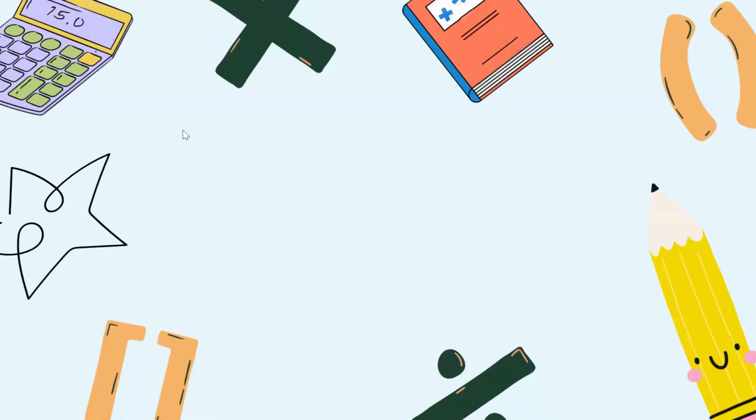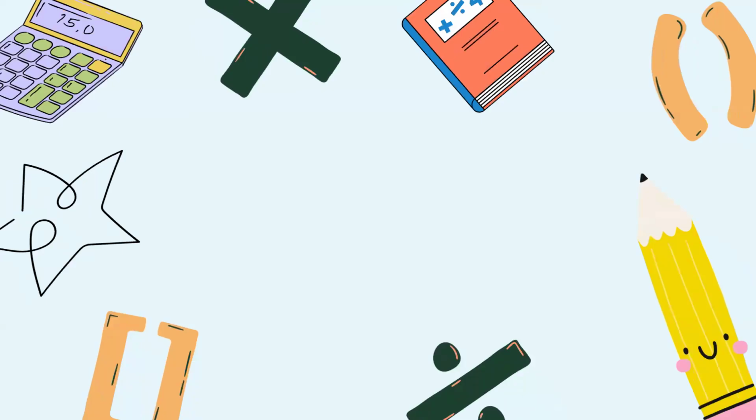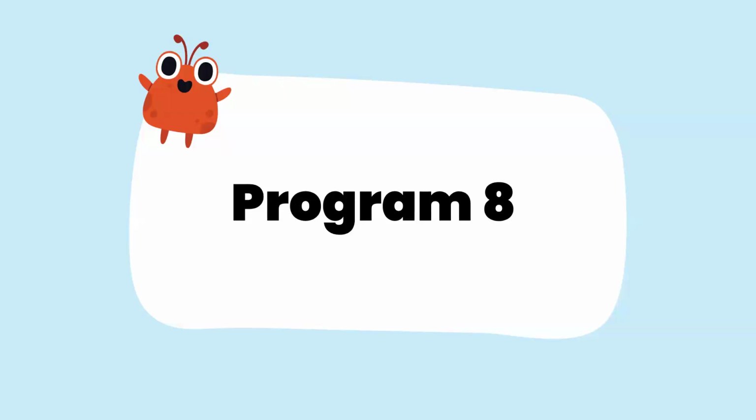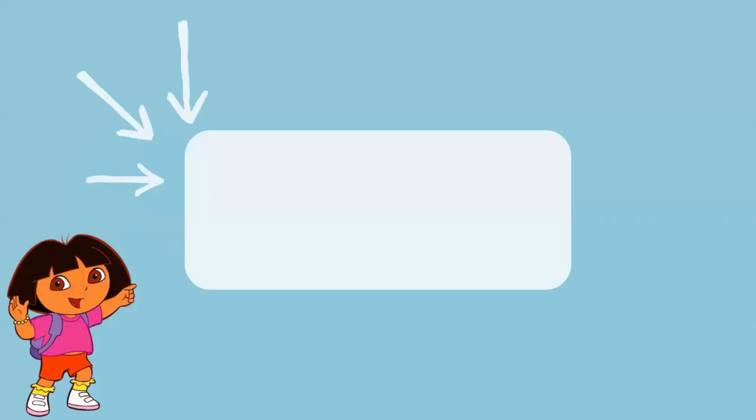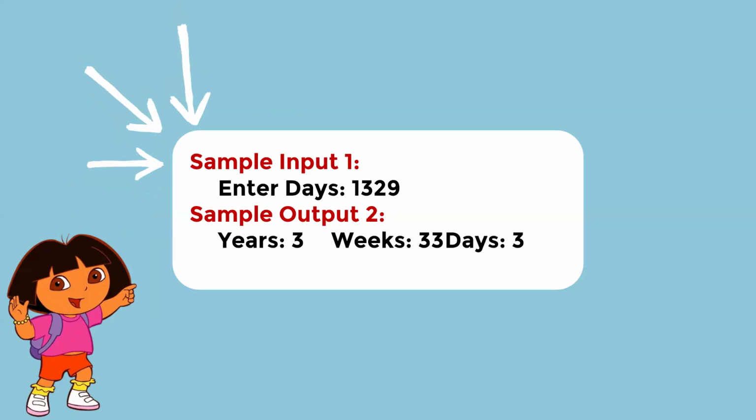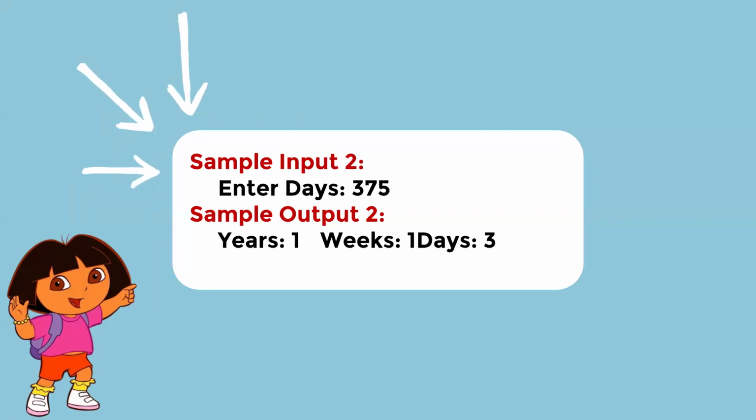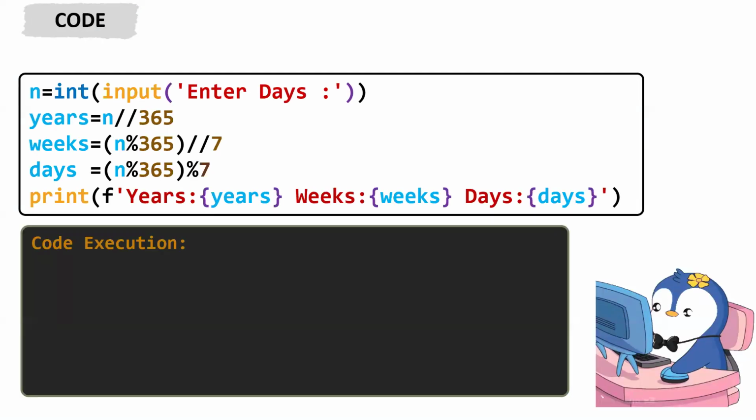Let's see the question. We need to convert the given days into years, weeks, and days. You have seen the sample inputs, right? 1329 is equal to 3 years, 3 weeks, and 3 days. And also 375 is equal to 1 year, 1 week, and 3 days. So let's explore the code and how it actually works.